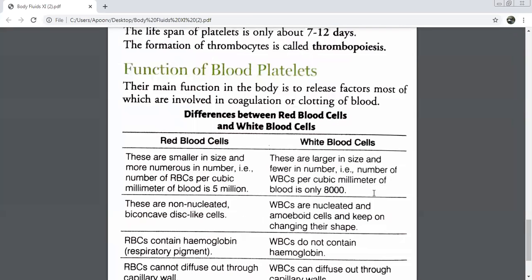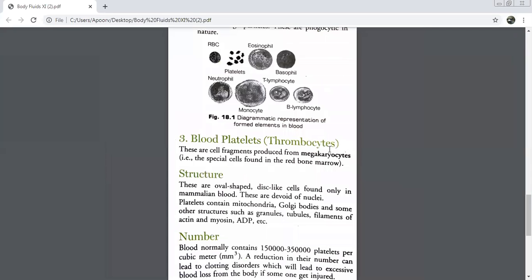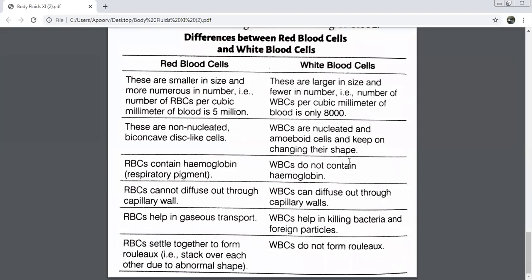What was that called? Let me see if you remember. Diapedesis. Yes, very good. We had done this just now. RBCs help in gaseous transport, WBCs help in killing bacteria and foreign particles. Which other foreign particles can they kill? Bacteria and viruses. Which cells will help to identify bacteria? B cells, B lymphocytes.